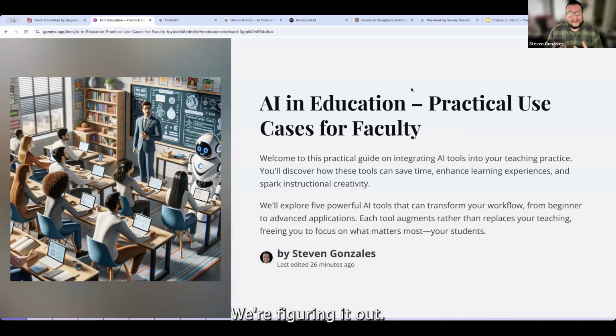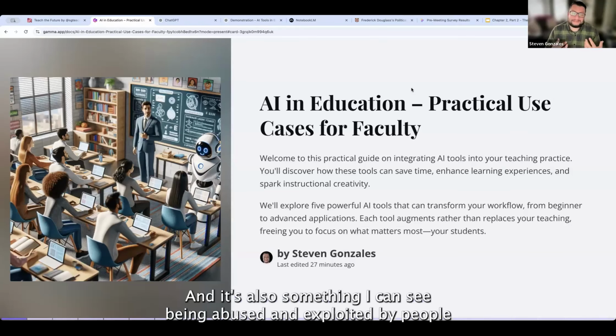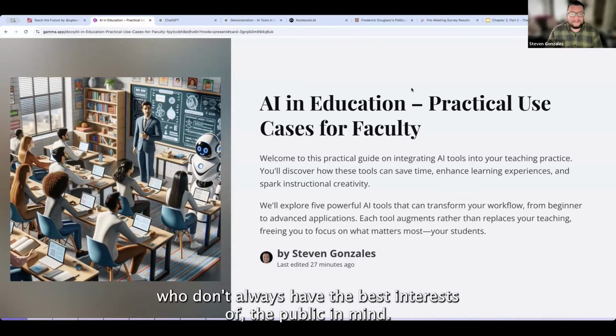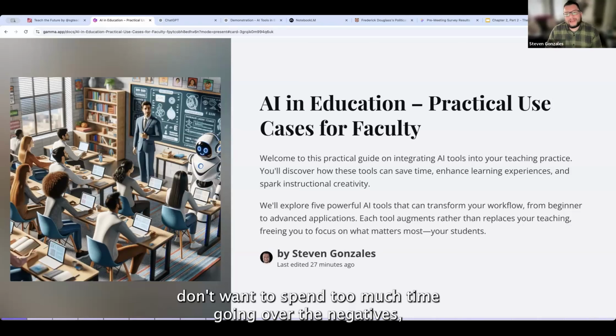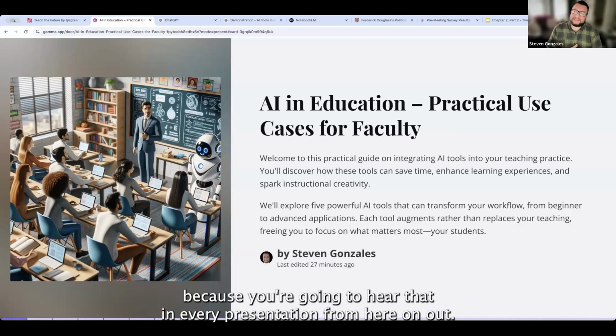We're figuring it out. I myself am ambivalent towards AI. It's useful when it's useful, and it's also something I can see being abused and exploited by people who don't always have the best interests of the public in mind. But with that said, I don't want to spend too much time going over the negatives because you're going to hear that in every presentation from here on out.